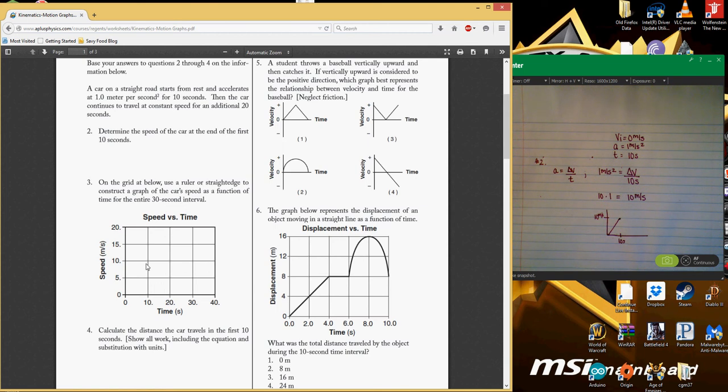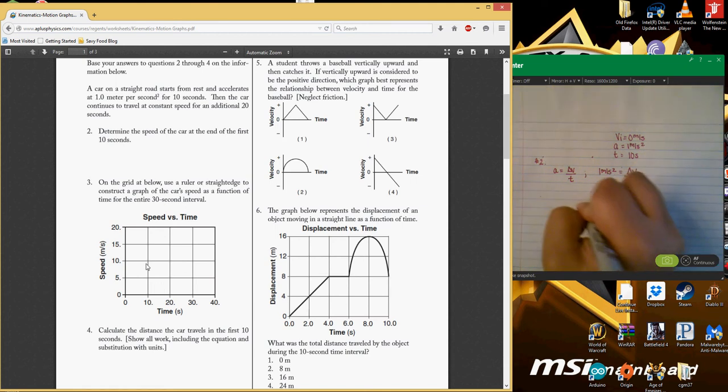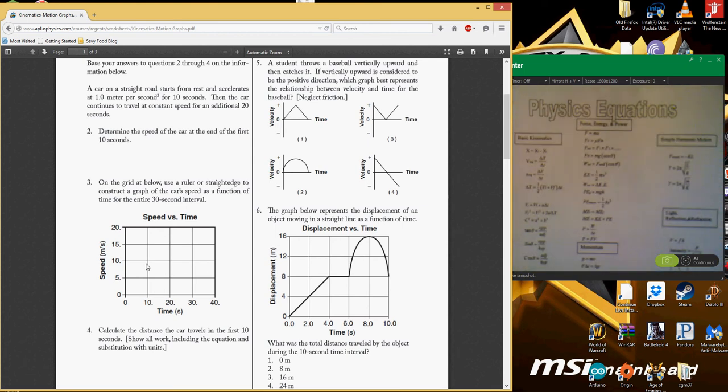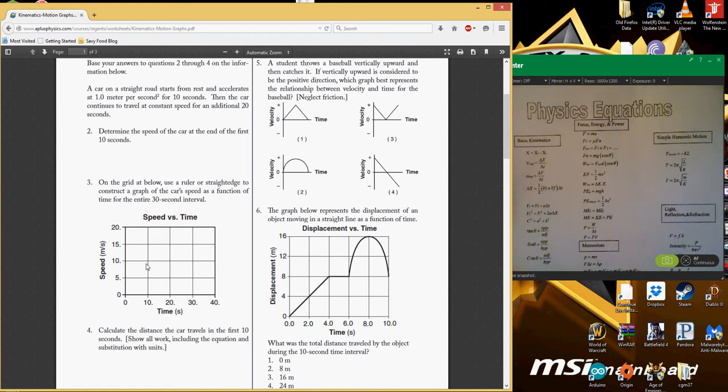So our graph should look like this: at 10 meters per second, when 10 seconds have passed, we are at this point. So you should have an increase there. Then it continued at that velocity for another 20 seconds. So we had 20 seconds and then at 30 seconds for the total, which means your graph should have a flat line across to show no change in the speed. Alright, so that's question number 3.